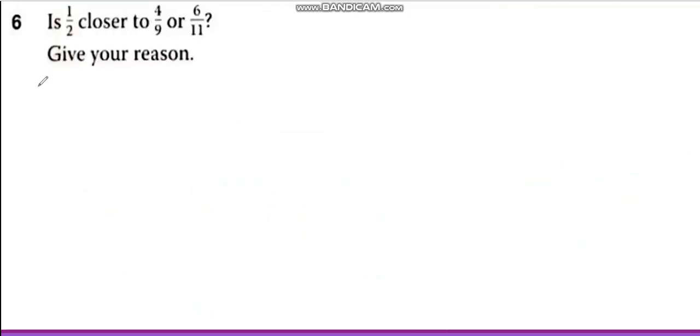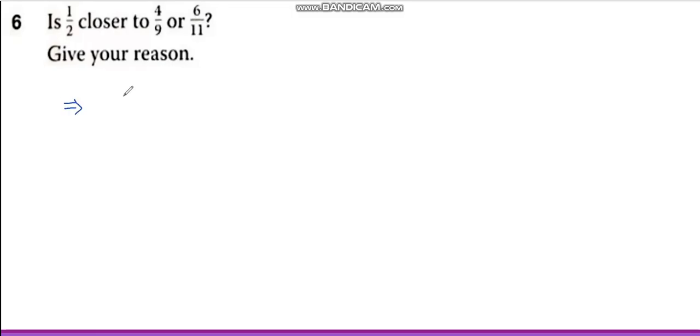In question number 6, it says, is 1/2 closer to 4/9 or 6/11? Give your reason. So for this purpose, we can first find the difference of 4/9 from 1/2 and then 6/11 from 1/2. So we will see which difference is less. Definitely where the difference will be less, that fraction will be closer to 1/2. So let's find the difference first.